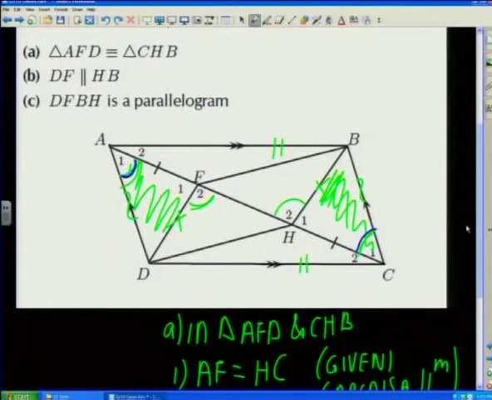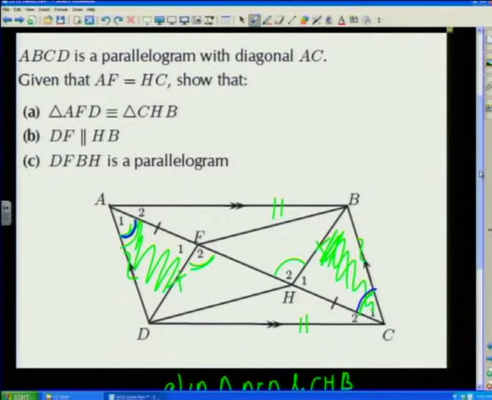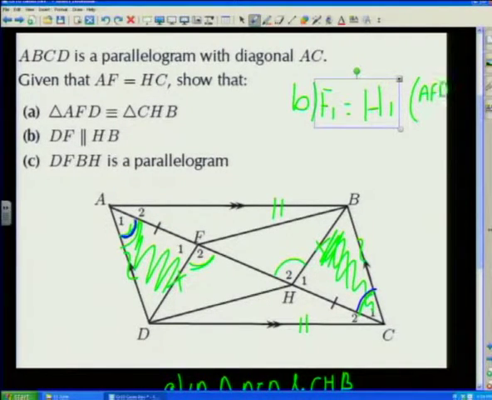How do we prove that F2 is equal to H2? For this one I'm just going to do the working on the actual diagram. So this is part B. We know that from the congruency, angle F1 is equal to angle H1. That's one of the results. So F1 is equal to H1, and the reason for that was the congruency: AFD was congruent to CHB. So therefore F1 was equal to H1.